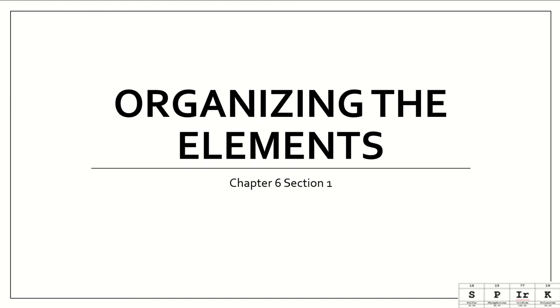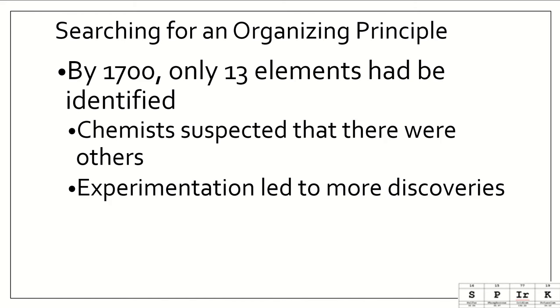So to start, we need to go in a time machine way back to a time and try to think about chemistry before the periodic table. Because the periodic table is arranged in a very specific way, and so we're going to talk about how that came to be. So, by 1700, only 13 elements had been identified. But chemists suspected that there were many more, and experimentation led to many more discoveries over time.